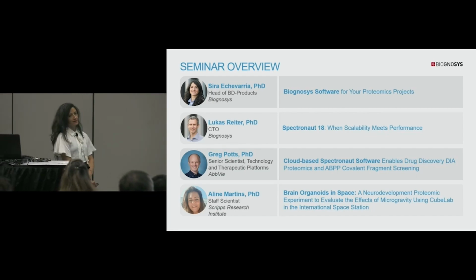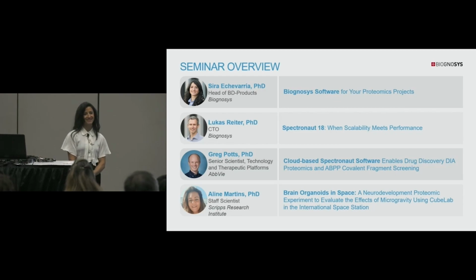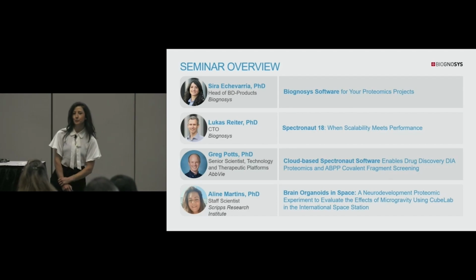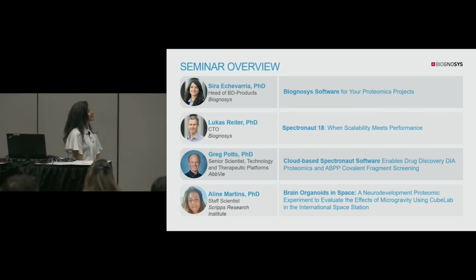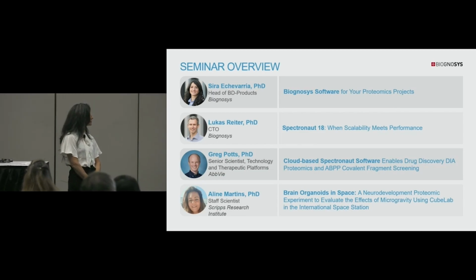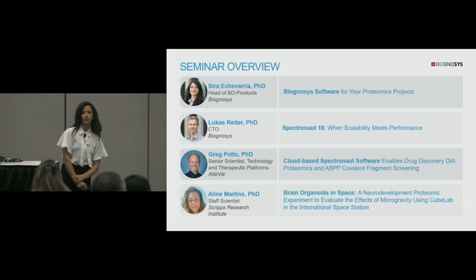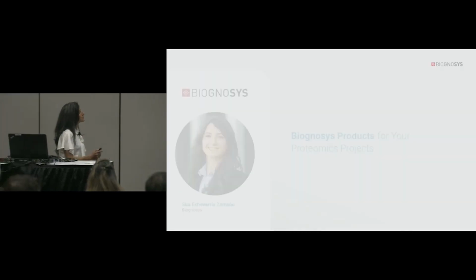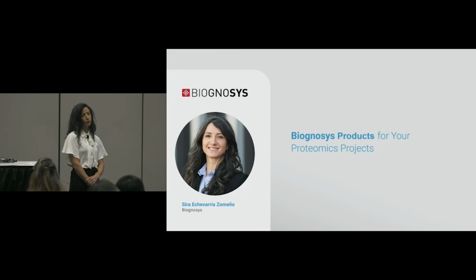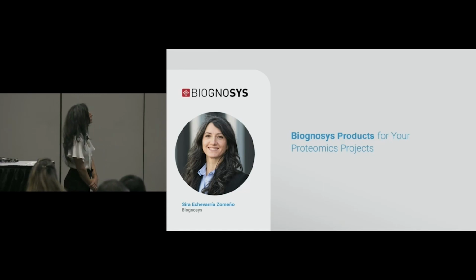And then Aline Martins brings a really cool project. She will present a project about how gravity affects brain organoids. And they are using mass spec proteomics and DIA for this, and they also use Spectronaut for their data analysis. But first, I will give you a super brief introduction of mainly what other software we also have to offer apart from Spectronaut.